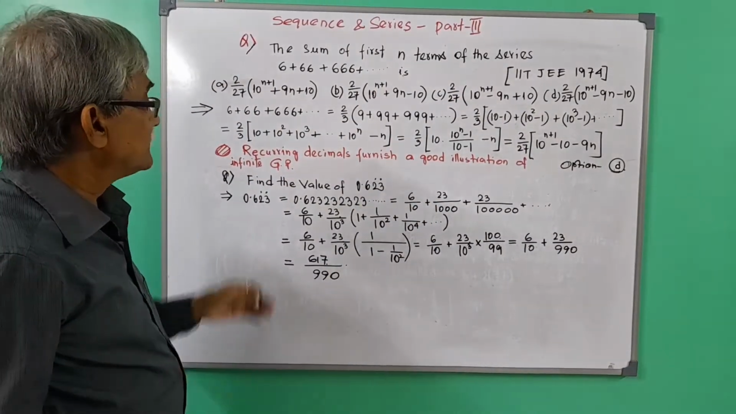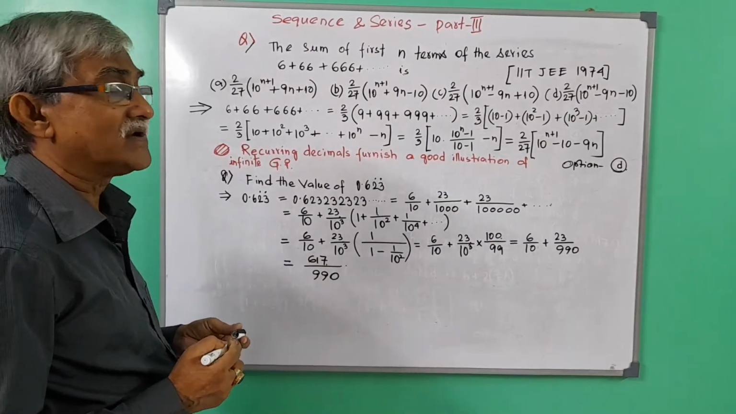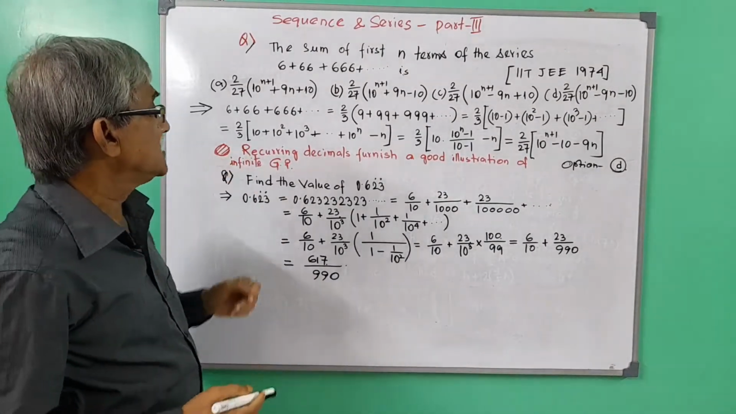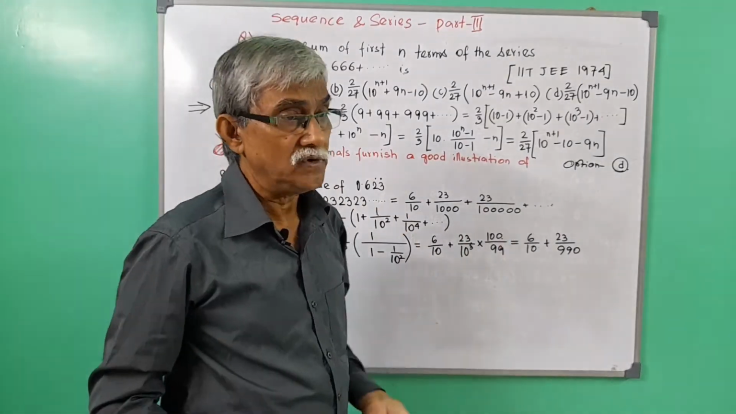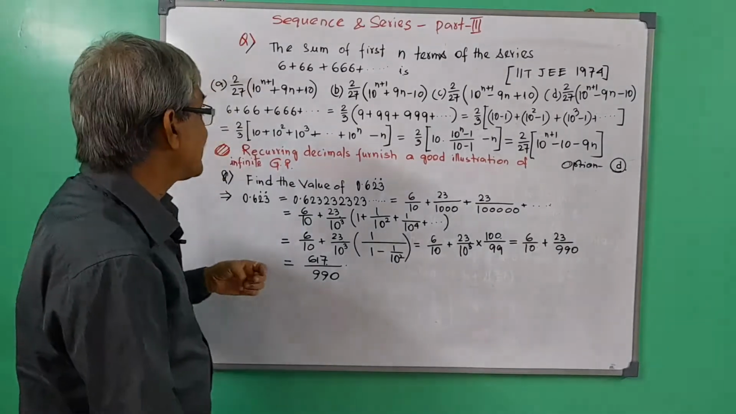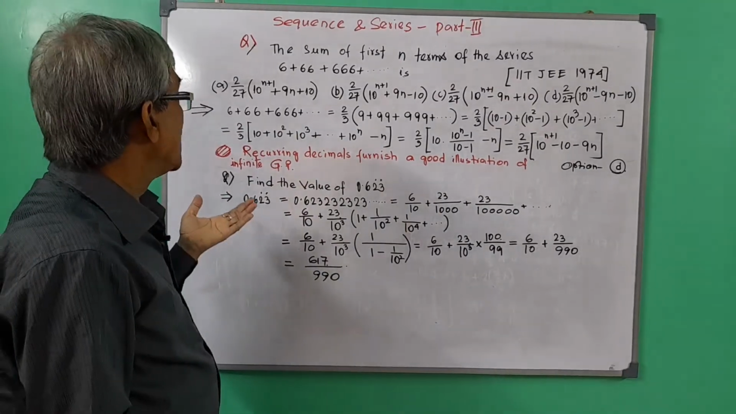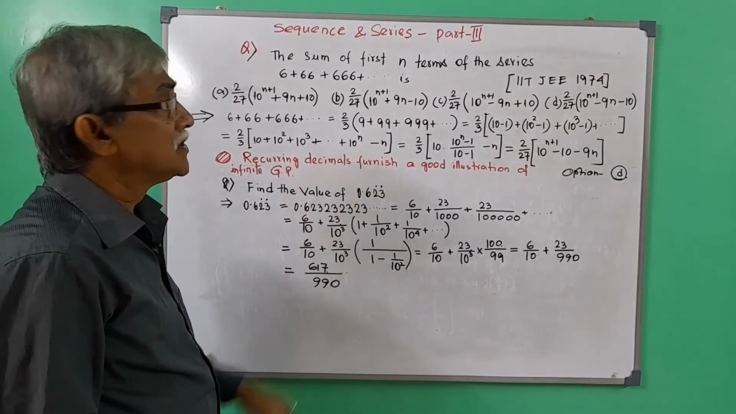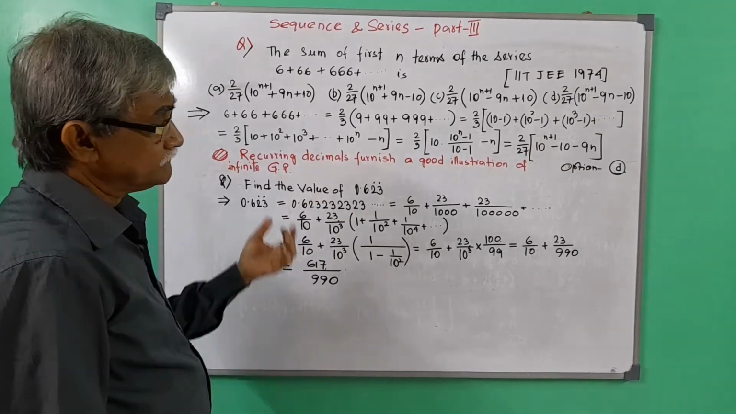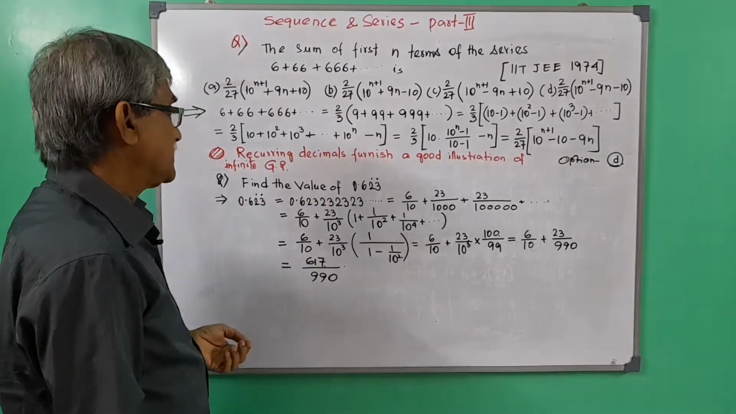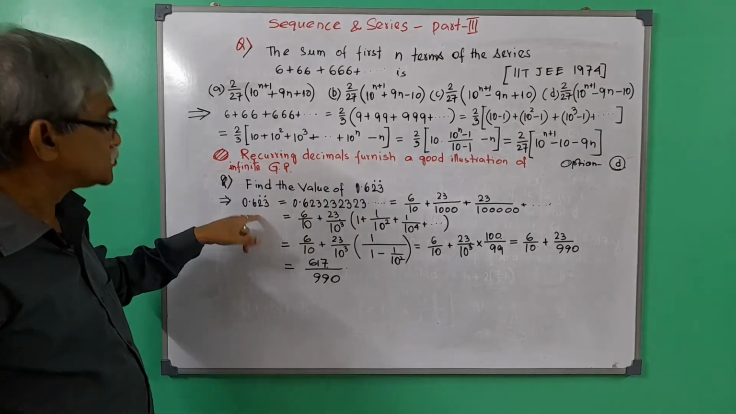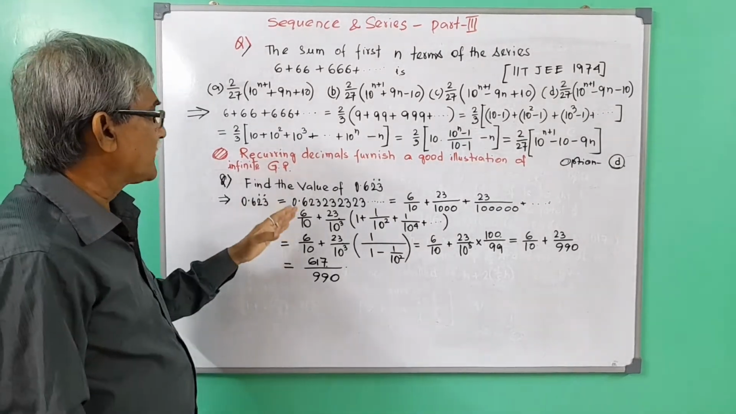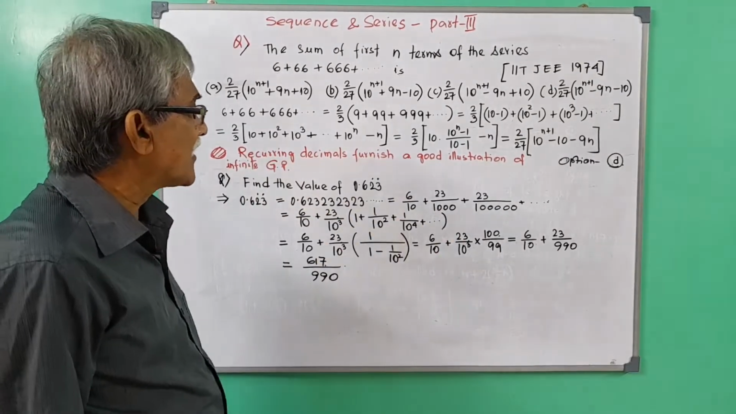Now, a very interesting part of that, the recurring decimal. I have written that recurring decimals furnish a good illustration of an infinite GP. In your lower classes, you have learned how to represent this recurring decimal, and arithmetically you can solve it. But now we are solving this by taking help of the infinite GP. So 0.62323 recurring, that will be 0.6232323, this will be going on recurring.